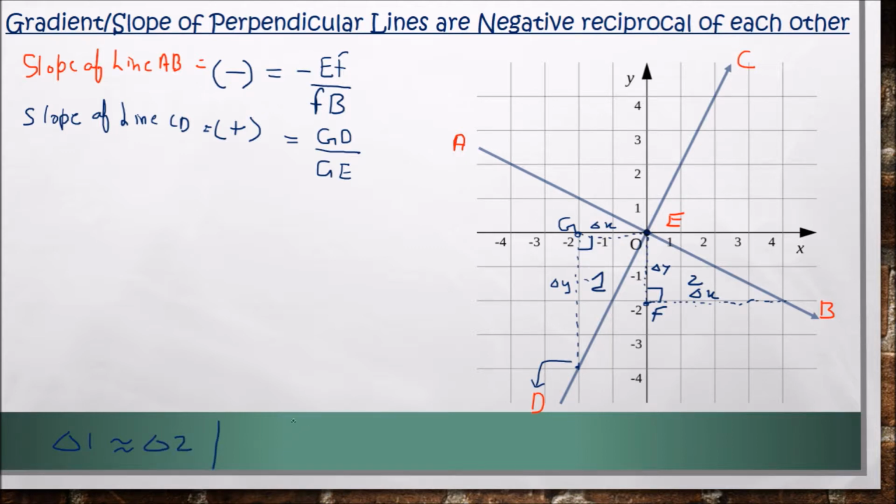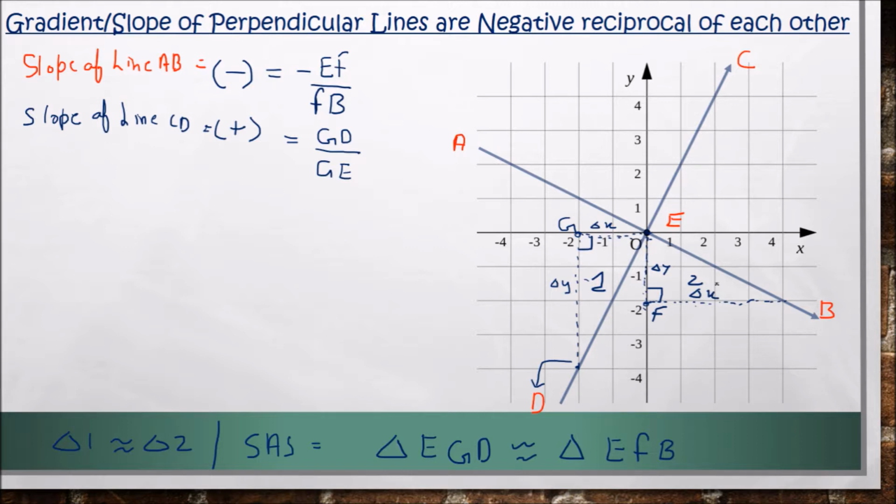Why can I say that? Because of the test side angle side. Look at this. This side is 2 units. This side is 2 units. This side is 4 units. This side is 4 units, followed by the same 90-degree angle. So if we test these two triangles by SAS, which is side angle side, these two triangles will be congruent. So we can write that triangle EGD is congruent to triangle EFB.